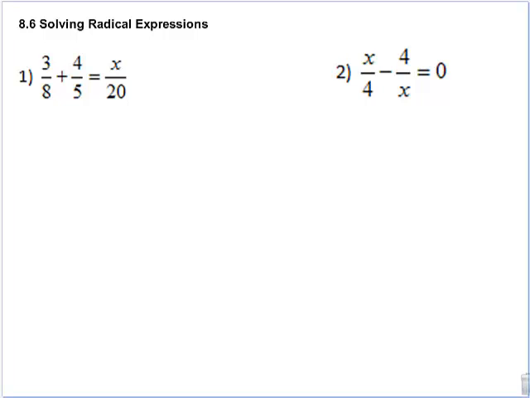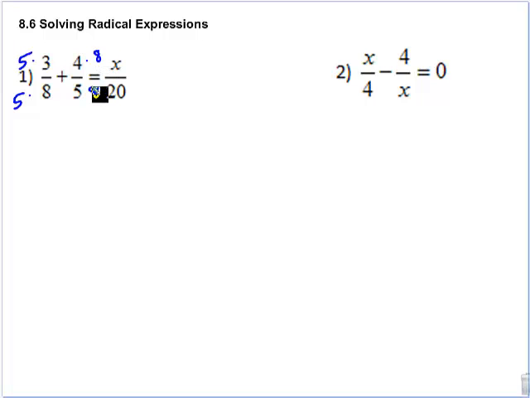Okay? So, number one, 3/8 plus 4/5 is equal to x over 20. Oh, no. We can't do that. This is 3/8 plus 4/5. What should we do with 3/8 plus 4/5 probably? Make them the same in the bottom. Okay, so give them the same denominator. So 8 and 5, what does the denominator have to be? 40. So this first fraction we're going to times by 5. Second fraction we will times it by 8.